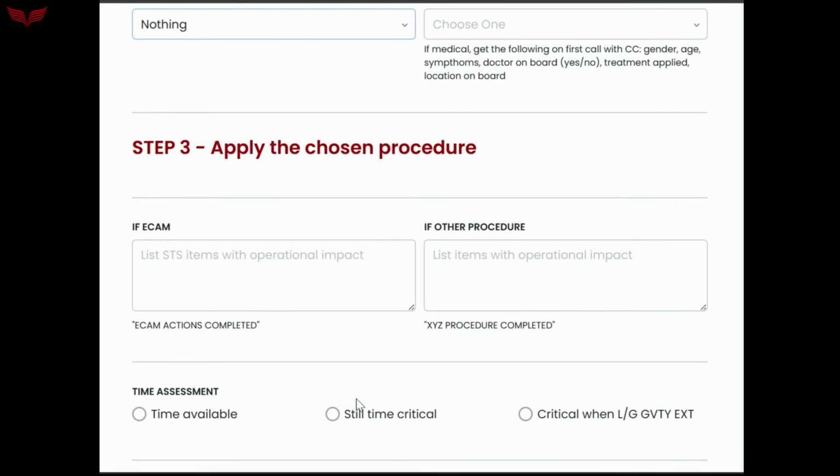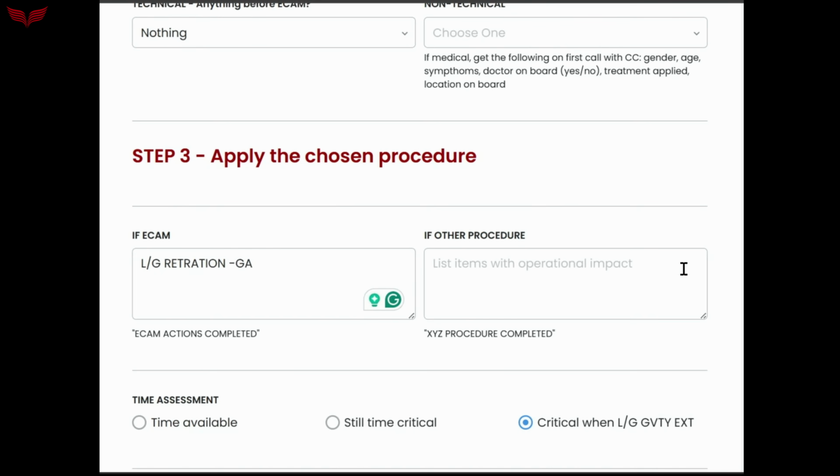So you've gone through your status page, and what I do on my piece of paper in the simulator, I take and I write down the elements that are most relevant for that particular scenario. The landing gear retraction is the problem as it impacts us in case of a go-around. So it's critical when landing gear gravity extension.